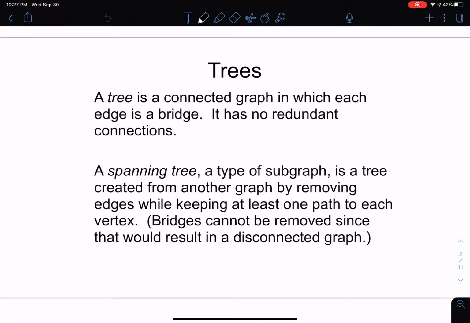So, the spanning tree, we'll get to those too. They call that a type of subgraph. It's a tree created from another graph by removing edges. So you might have a graph that's not a tree to begin with, but you can create a spanning tree by removing edges until you're left with a graph theory tree. You can't remove a bridge because then that would make the graph disconnected. You want to keep the graph connected. You just want to make it to where there's nothing redundant. A subgraph is like a graph you can make from the original graph, kind of like subsets are sets made from an original set. Same idea.